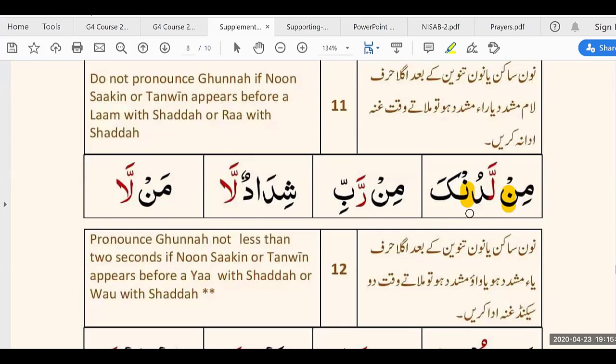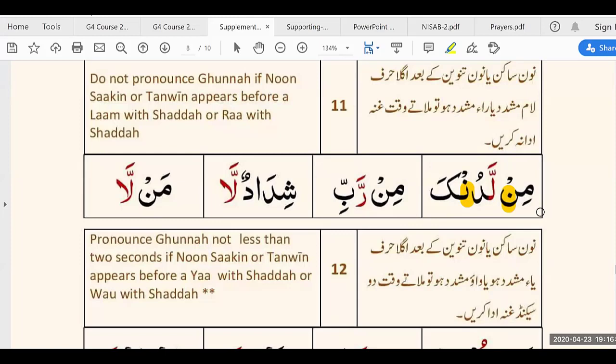If any of these letters, there are 15 letters instead of harif izhar, harif iqlab, and noon, they appear after noon sakin or tanween, then we don't do the clear sound of noon. Yes. So we do ikhfa and we conceal the sound of noon, and there is a light, soft nasal sound, right? Okay. Can you do it correctly this time?